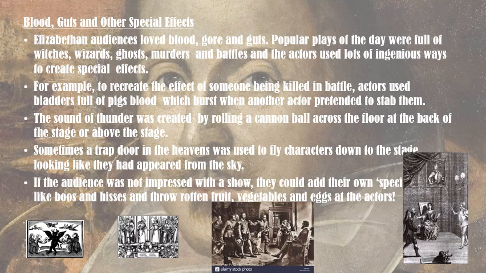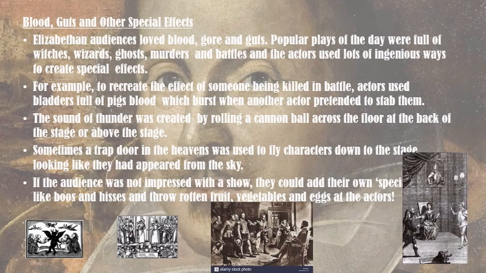Pretty gross. The sound of thunder was created by rolling a cannonball across the floor at the back of the stage or above the stage. Sometimes a trap door in the heavens was used to fly characters down to the stage, looking as if they had appeared from the sky. If the audience was not impressed with the show, they could add their own special effects, like boos and hisses, and throw rotten fruit, vegetables, and eggs at the actor. So they really got involved. It was a very interactive type of theatre.